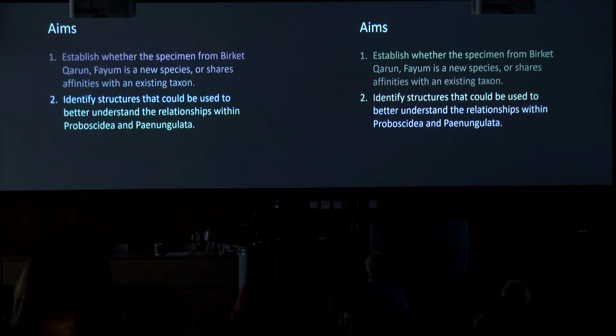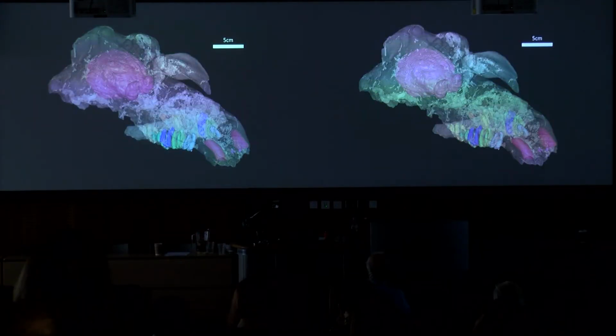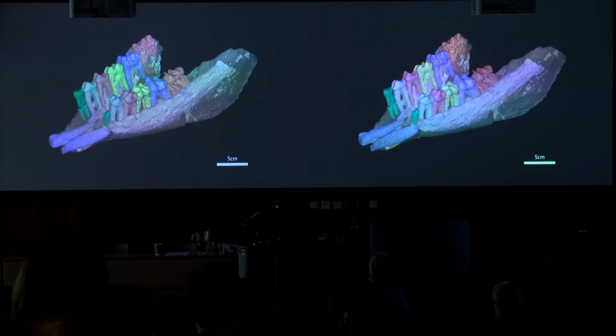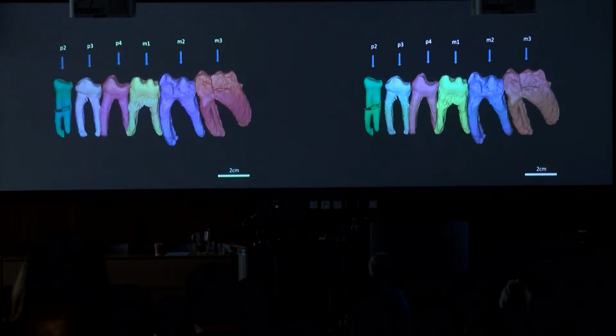This brings us to our second aim, which was to identify structures that might be able to be used to understand the relationships within Proboscidea and Panungulata. So we scanned the material, and this is the first time that a Moeritherium skull and mandible has been scanned. So we've got the skull and the mandible. And I'm just going to point out some things that we think are really interesting from this mandible now. First of all, the tooth row.